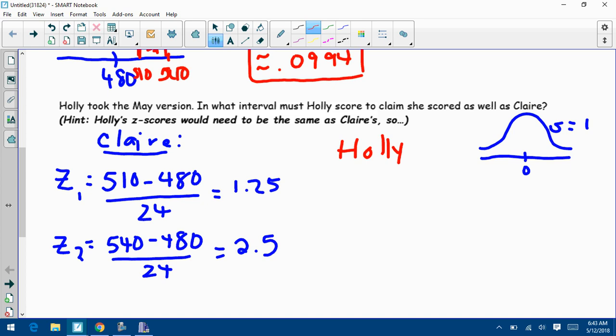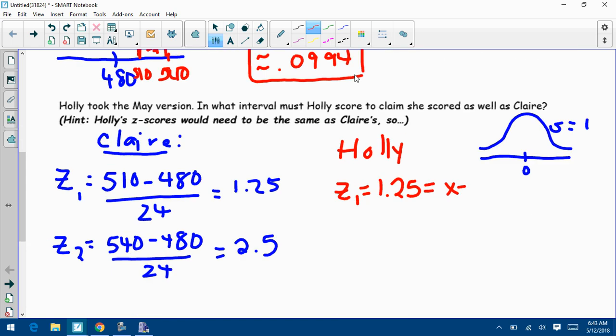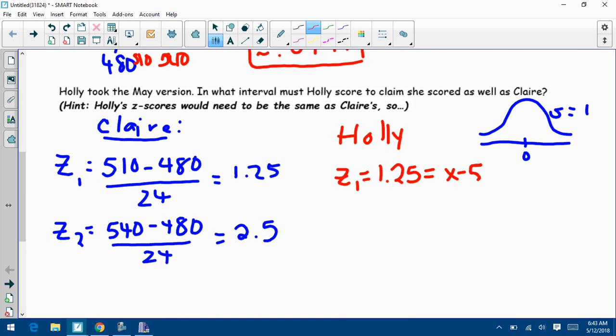Okay, so we need Holly's first z-score to be 1.25. What we don't know is what her actual score on the test was, so we don't know the observed value, so we're going to call that x. Minus Holly's mean, and since Holly took the May version, that had a mean of 510 with a standard deviation of 20. So we have to do x minus 510 over 20. And to solve for that, we'd multiply both sides by 20.